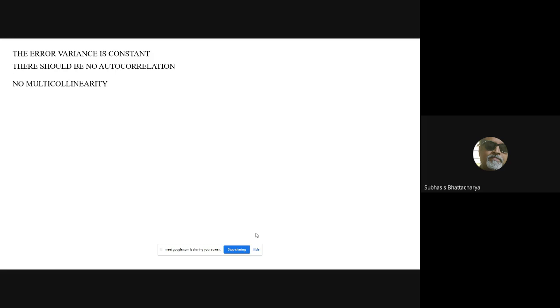And there should be no autocorrelation. No autocorrelation means what? That the errors are not serially or spatially correlated. The autocorrelation term is actually used if you are dealing with time series data. When you are dealing with cross-section data, we call it spatial correlation. If there is spatial correlation between the error terms, then you cannot run the classical linear regression model.